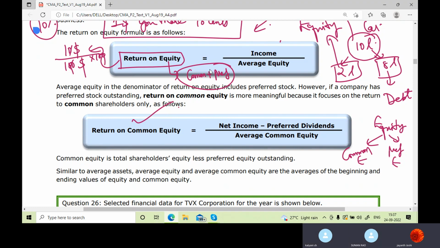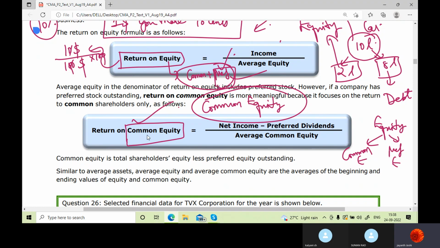But if I filter this equity and remove this preferred equity, I get what? Common equity. Very simple. That means I am purifying it, refining it, removing the preferred equity and only seeing from the perspective of common shareholders, or common equity. That means this is the equity shareholders of the company who want to know how much return they are getting on their investment.